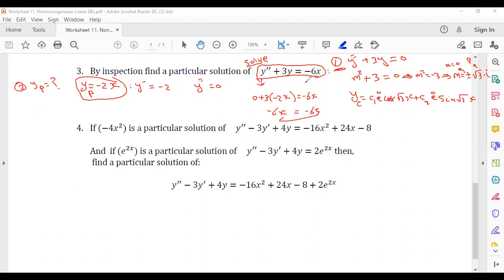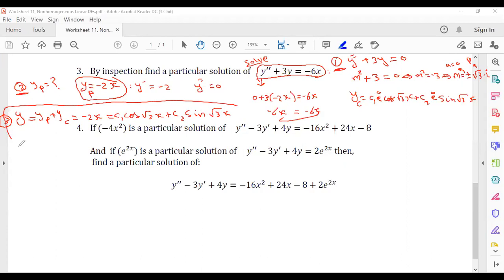So this is the first step. This is the second step. The third step is to write your general solution for the given differential equation to be YP plus YC. You found YP to be negative 2x, and you found YC to be C1 cosine root 3x plus C2 sine root 3x. Notice your solution here has two constants, C1 and C2, because my differential equation is of second order.